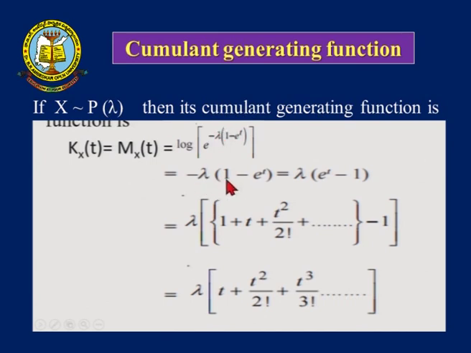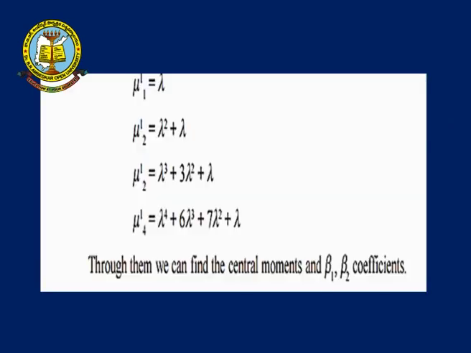Minus lambda of 1 minus e power t. Simplifying this expansion, we can write lambda of 1 plus t plus t square by 2 factorial and so on, minus 1. So, lambda of t plus t square by 2 factorial plus t cube by 3 factorial and so on. Simplifying like this, we get mu 1 dash equal to lambda, mu 2 dash equal to lambda square plus lambda, mu 3 dash equal to lambda cube plus 3 lambda square plus lambda, mu 4 dash equal to lambda power 4 plus 6 lambda cube plus 7 lambda square plus lambda. Thus we can find the central moments and the beta 1, beta 2 coefficients.